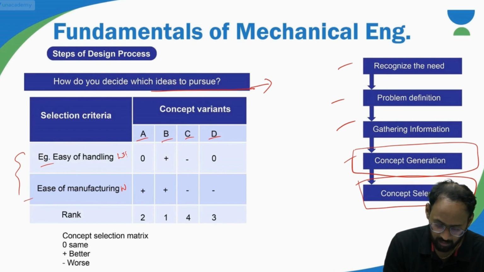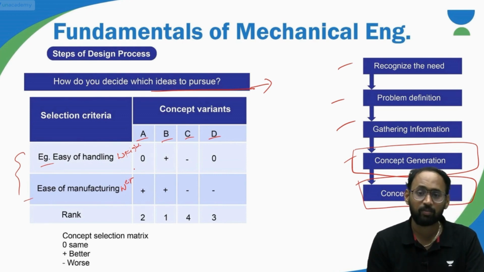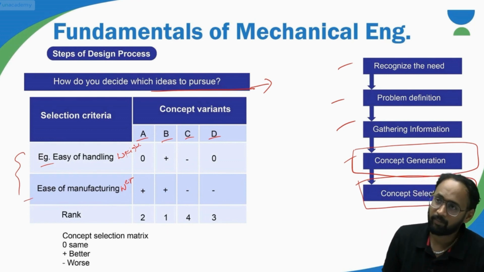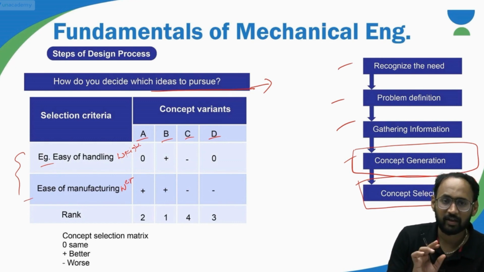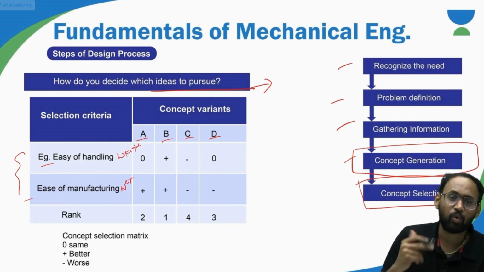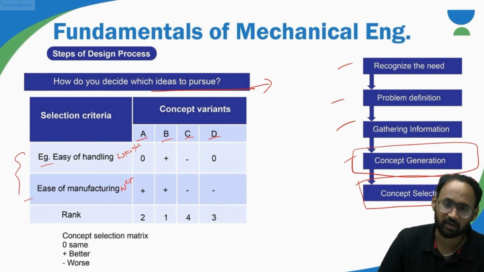Say, for example, ease of handling is more important to the customer than ease of manufacturing, or aesthetics is less important than ease of handling from a customer standpoint. If that is the case, then each of these design criteria, design considerations, will also have its own weightage or importance in the product. So you can also have your weightage.